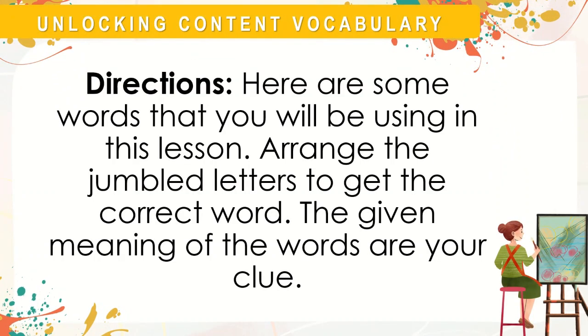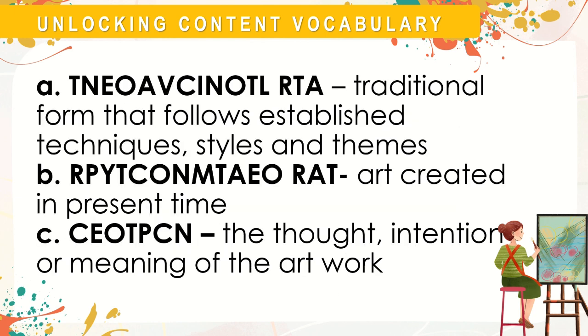Here are some words that you will be using in this lesson. Arrange the jumbled letters to get the correct word. The given meanings of the words are your clue. Letter A, traditional form that follows established techniques, styles, and themes. B, art created in present time.